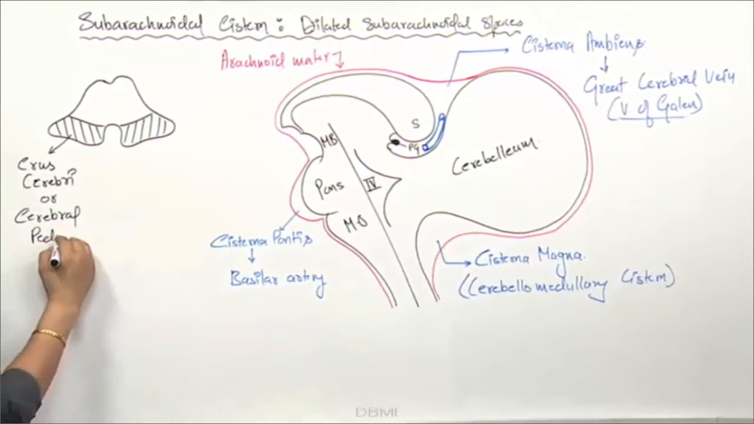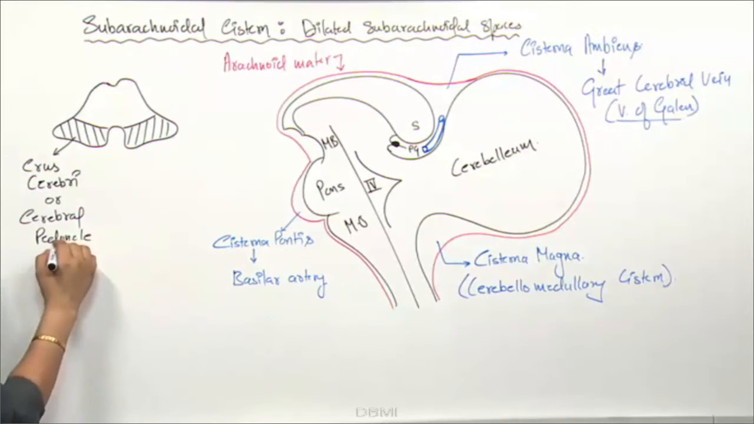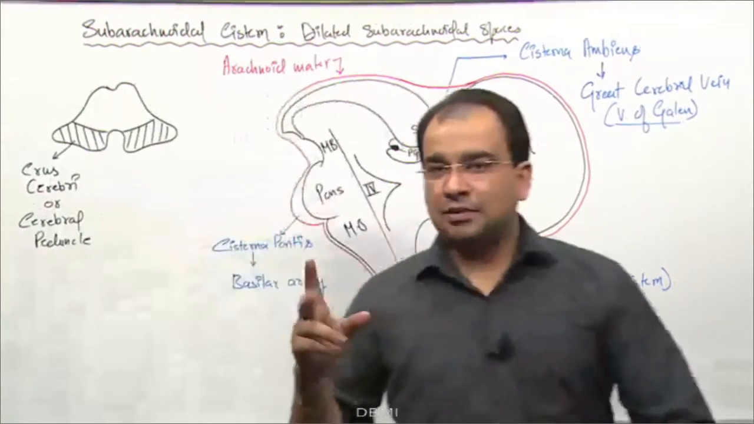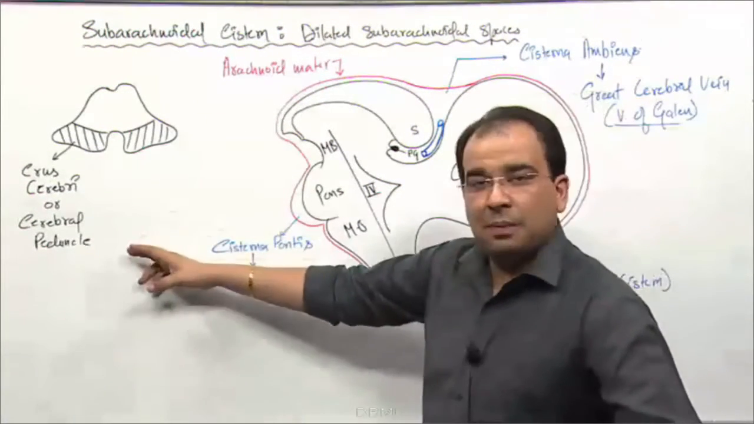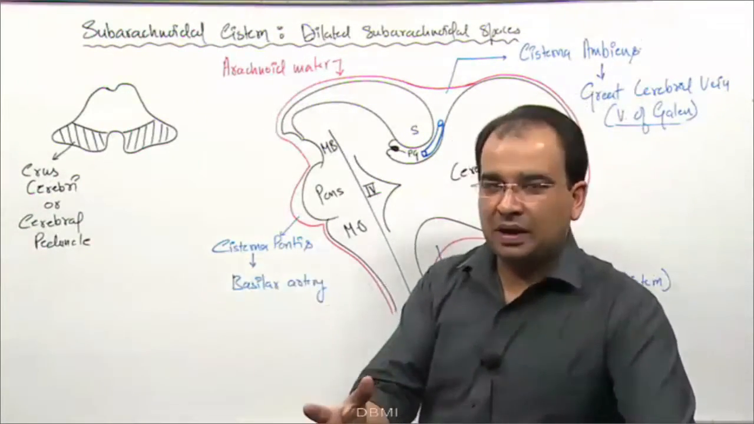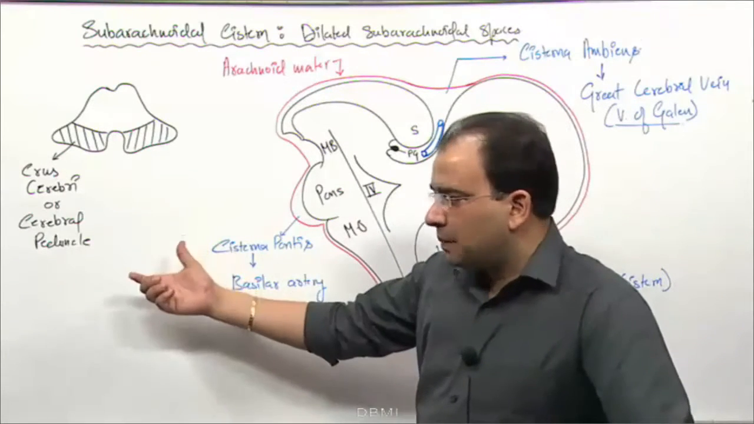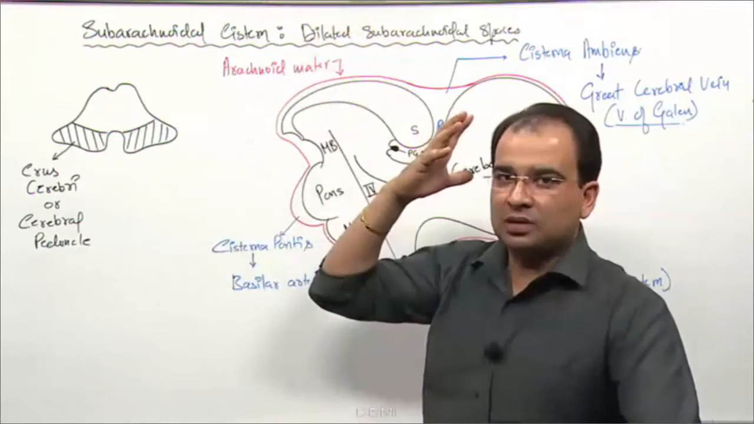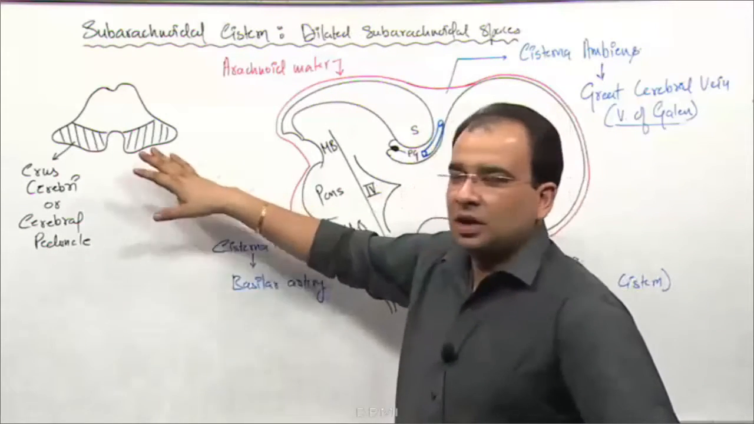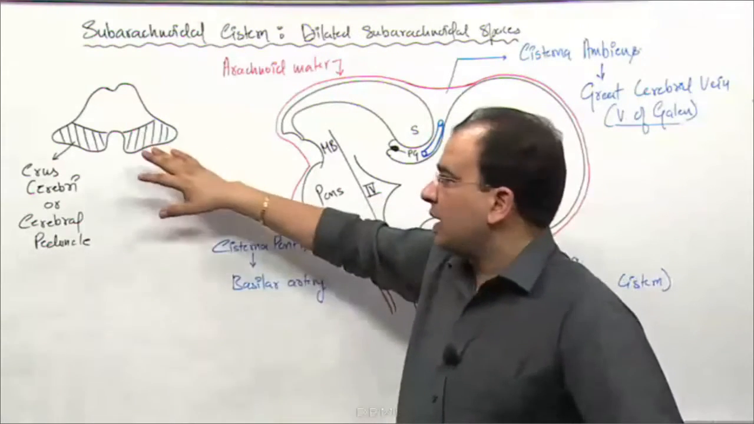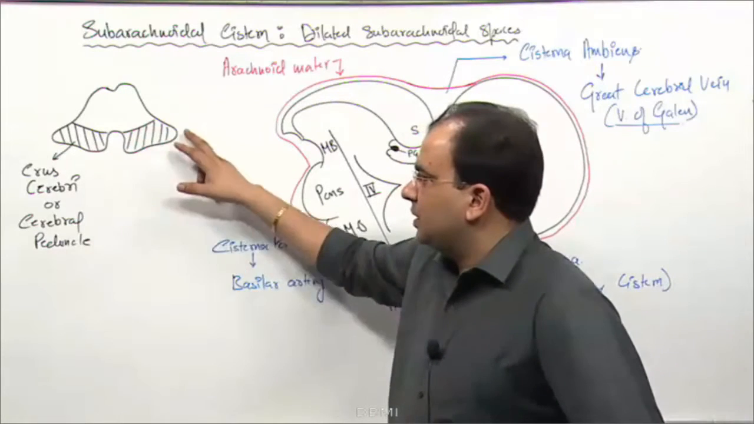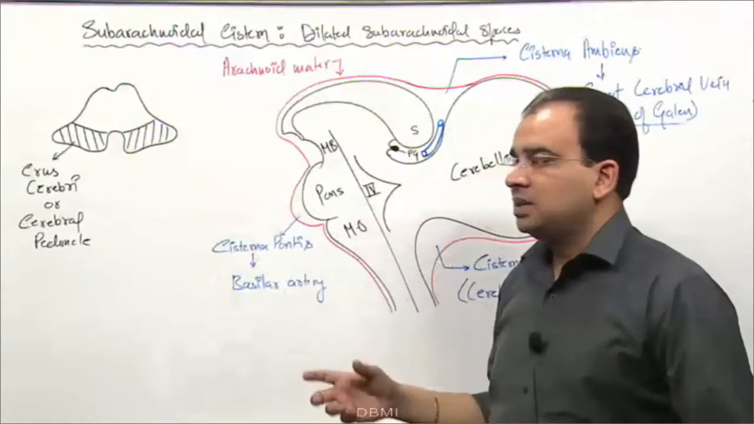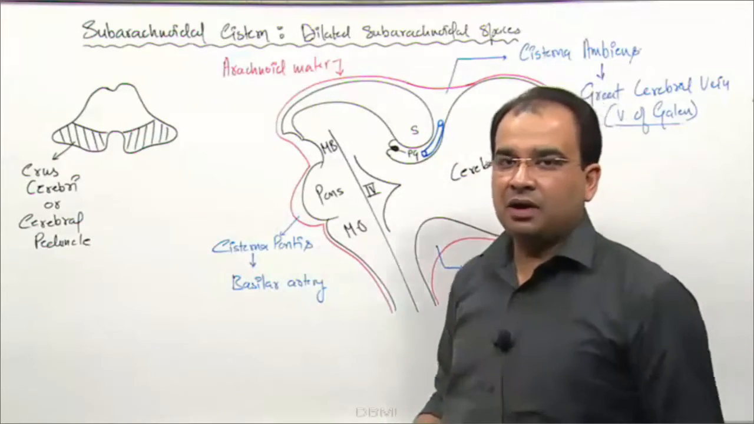cerebral peduncle. Cerebral peduncles. See, there are two types of peduncle we will talk about, the cerebral peduncle and cerebellar peduncles. When you say cerebral peduncle, that means it is carrying all the descending tracts coming from the cortex. The corticonuclear, the corticospinal, the corticopontine, all the tracts are present here in this anterior part of the midbrain and we call it crus cerebri or cerebral peduncle.